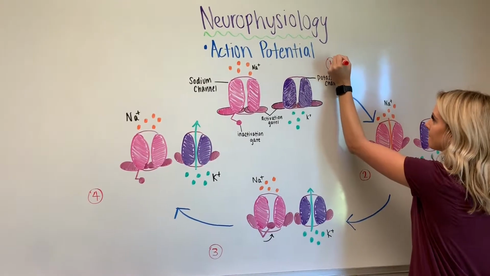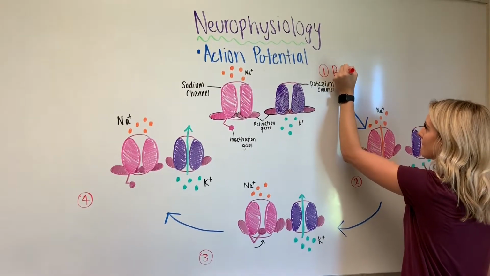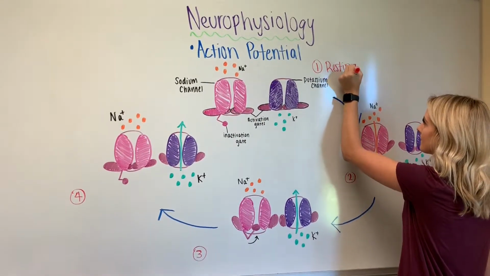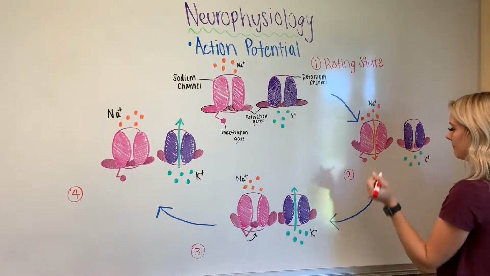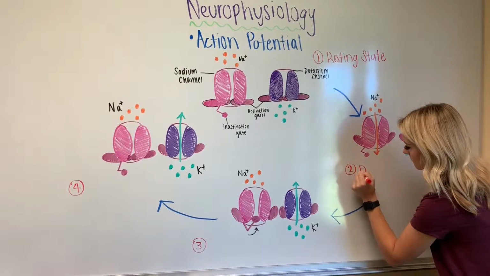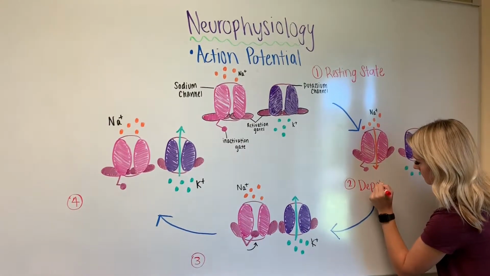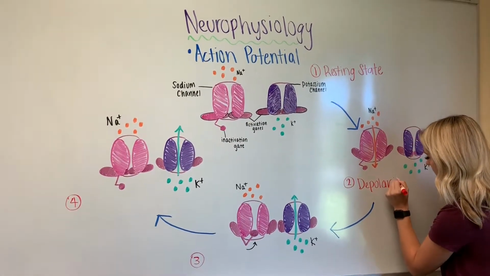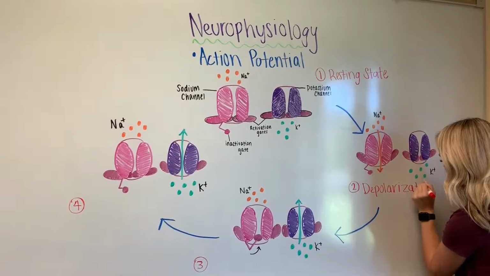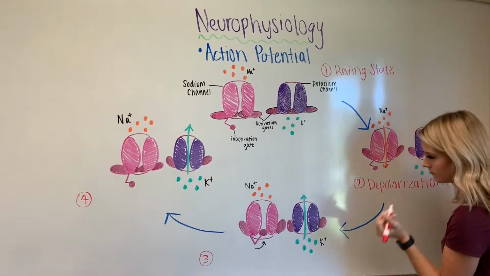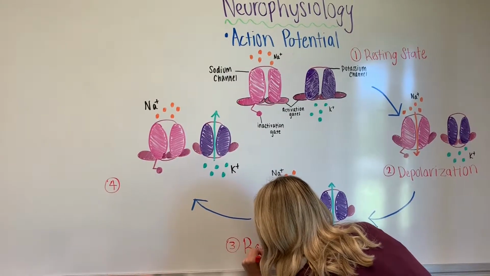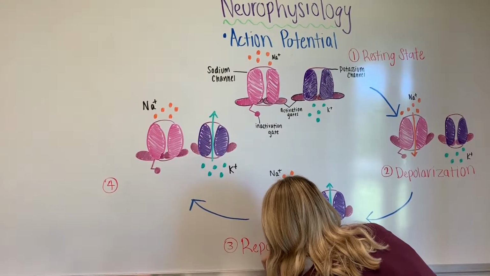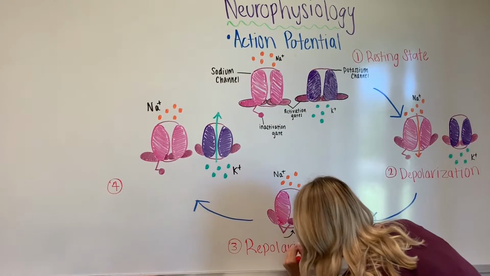Next, we will explain the process of the generation of an action potential. First, let's start with the resting state where the voltage gate channels are closed. At this state, there is a positive charge on the outside and a negative charge on the inside. Next, we have depolarization, which is where the sodium gates open. Sodium rushes in, resulting in a change to a positive charge on the inside and a negative charge on the outside. This is where we have hit threshold.